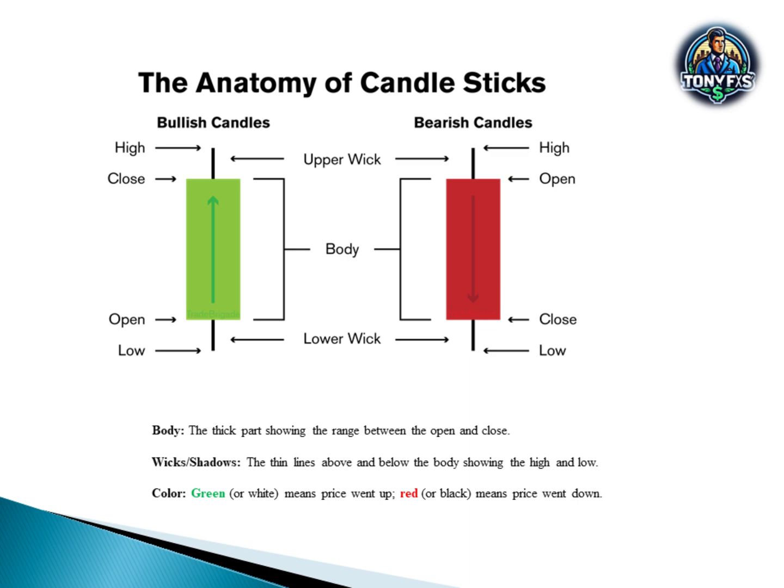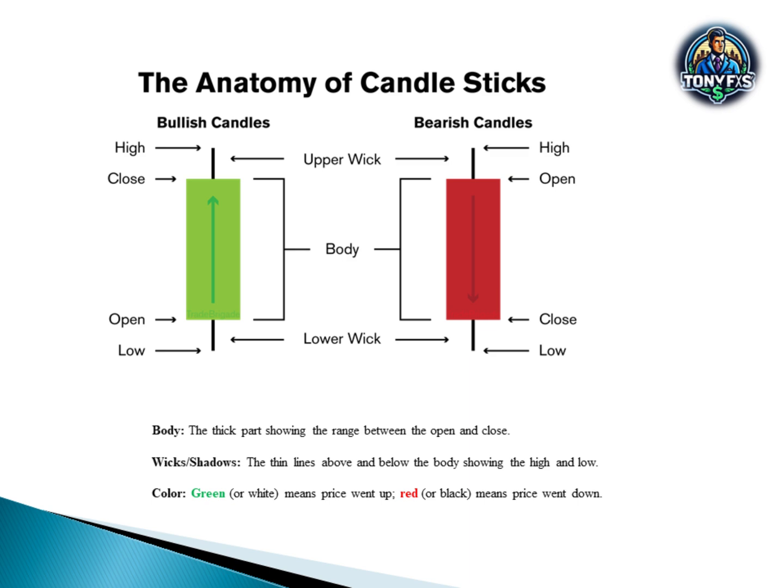Long upper wicks show rejection from buyers, as you can see. Long lower wicks show rejection from sellers. Small candles usually mean indecision in the market between buyers and sellers. Understanding this psychology is the foundation of price action trading.